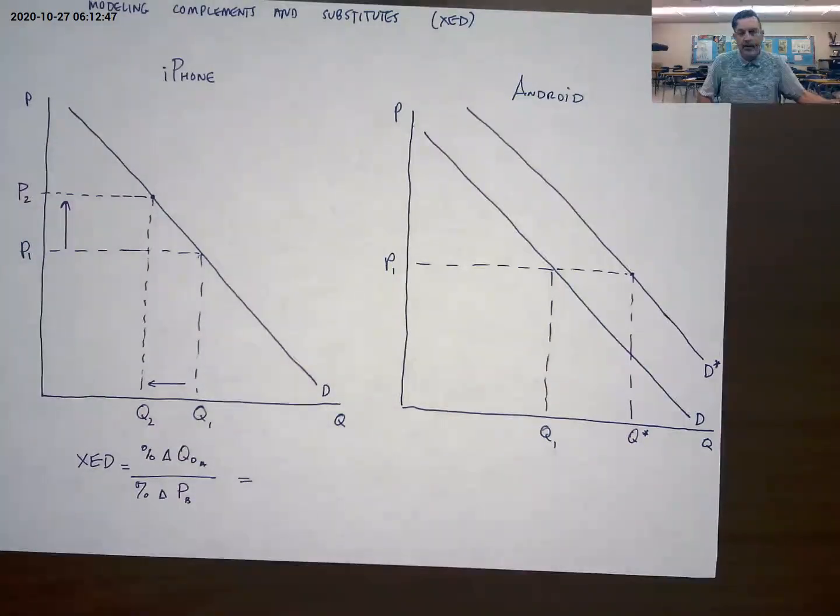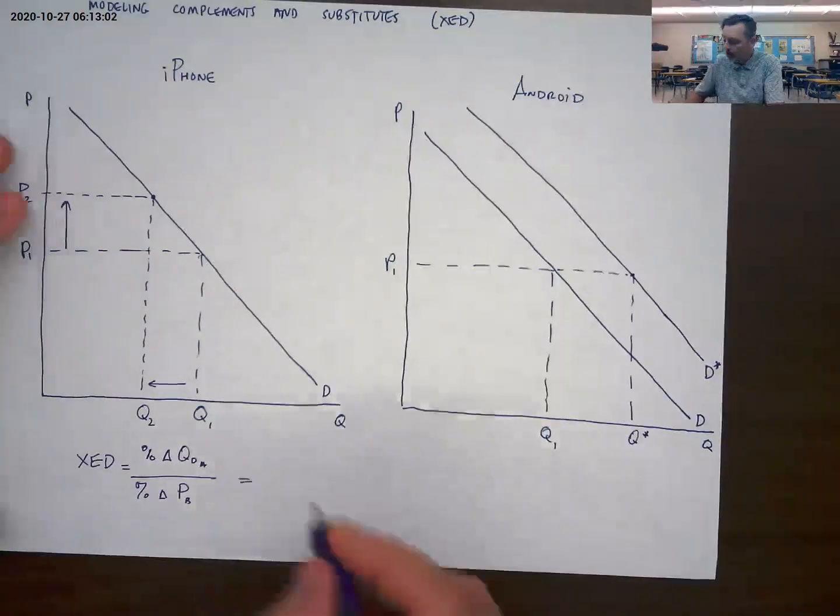Since we don't have numbers here, we're just going to look at coefficients. And what we want to find out is, what is the coefficient of cross-price elasticity for these two types of products? All right?